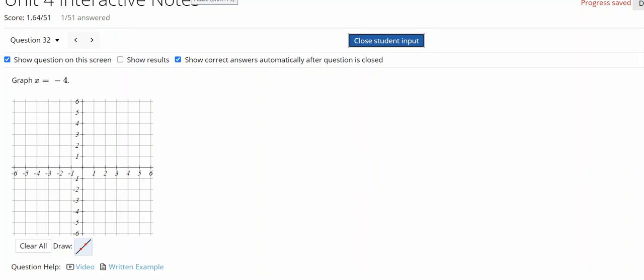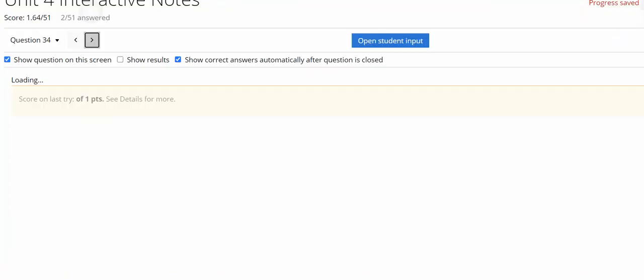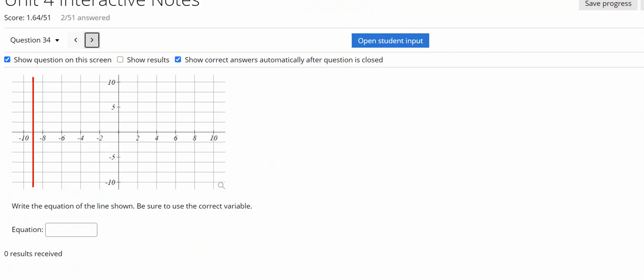All right. So I open student input. See if you guys can do this one. So it's saying x is equal to -4. Yeah. I just had to record again. Okay. So yeah, the answer on that one was y is equal to -4, right? So it's -4 everywhere.